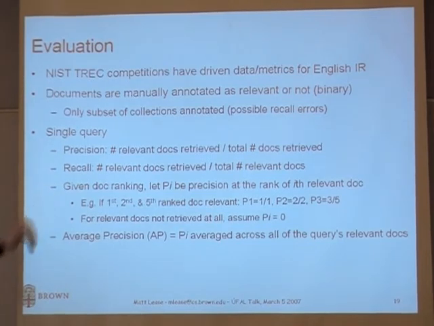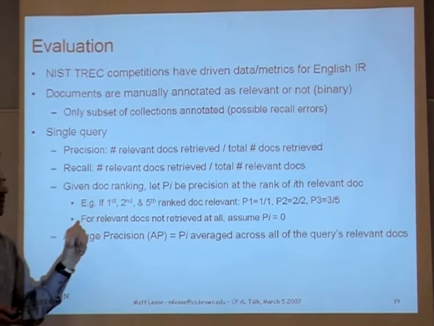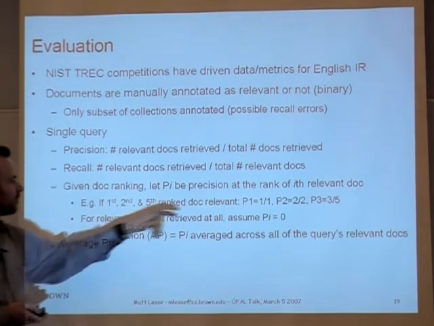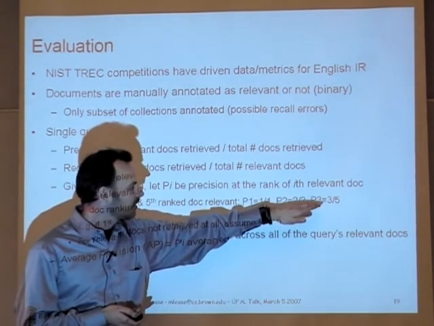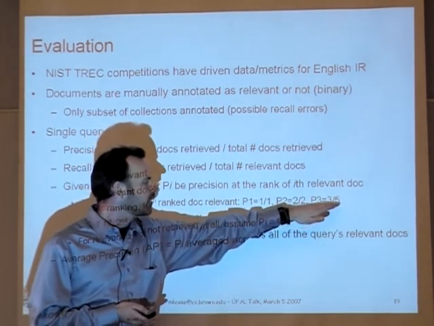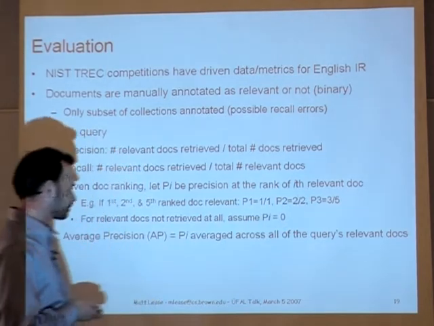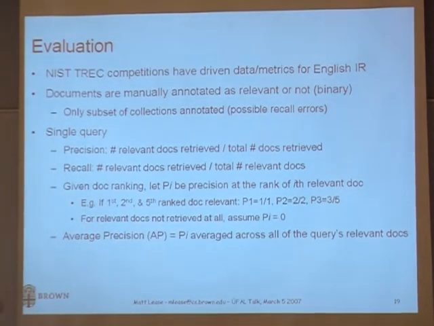Now, given a document ranking, let Pi be the precision at the rank of the ith relevant document. So, an example of what this means: if the first, second, and fifth documents our system returned are relevant, P1 is 1 over 1, P2 is 2 over 2, and P3 is 3 over 5. So we've returned 5 documents, but only 3 of them are relevant. And for any relevant documents that are not retrieved at all by our system, we just let Pi be 0.